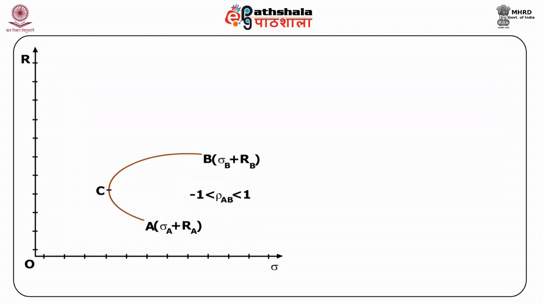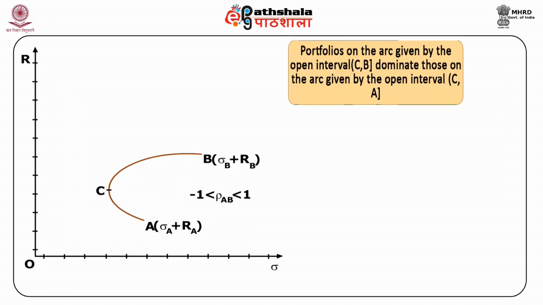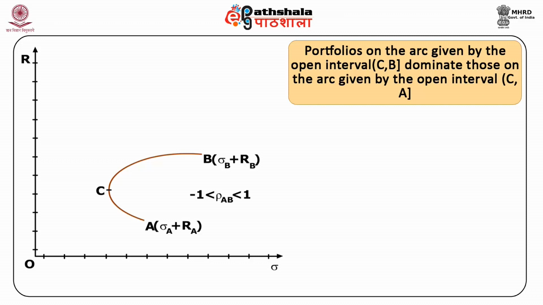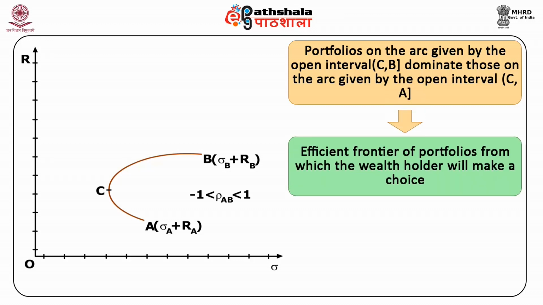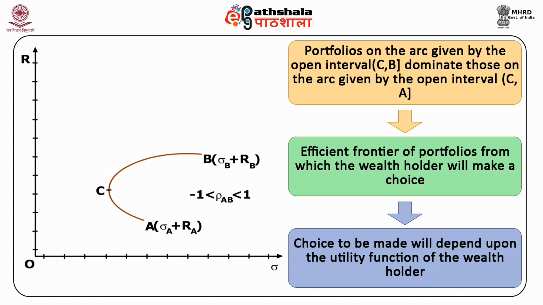From this figure, it can be seen that the portfolios on the arc given by the open interval CB dominate those on the arc given by the open interval CA. These will be the efficient frontier of portfolios from which the wealth holder will make a choice. The choice to be made out of those will depend upon the utility function of the wealth holder.